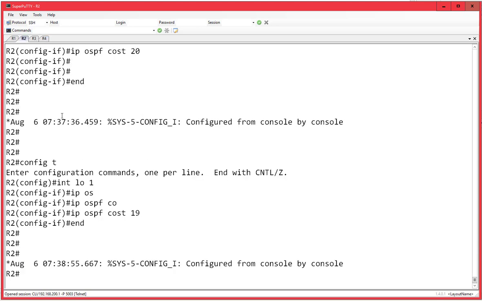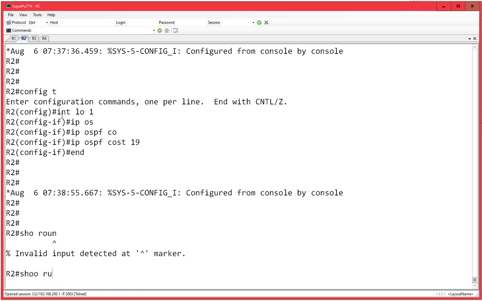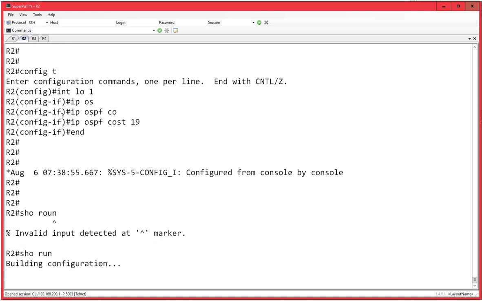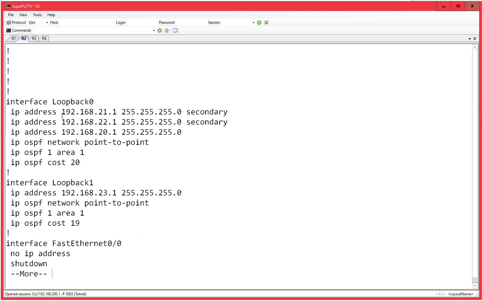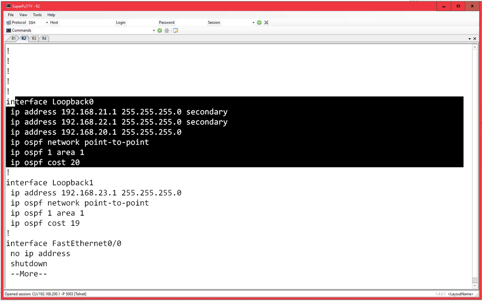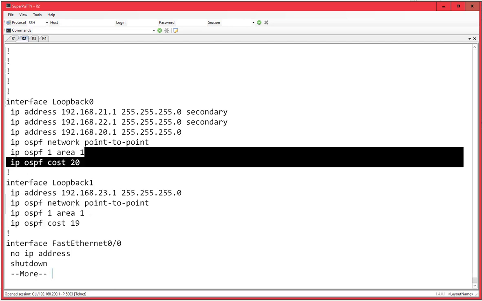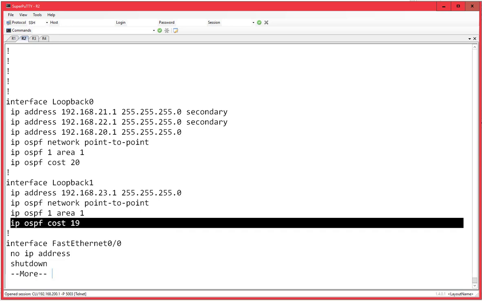Just to be clear about what I did here, these are where the routes are originating. Show run. These are where the routes are originating from. The loopback interface is on router 2. So those are the 3 networks, 20, 21, and 22. I split out the 23 so I can manipulate the 23 separately. And I put the cost of 20 on that loopback, and I put the cost of 19 on that loopback, just to show you that the summary route became 19. Okay?